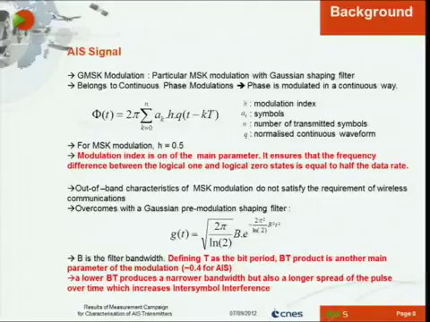For GMSK modulation, a pre-modulation Gaussian shaping filter is added. The transfer function of this filter is given here. B is the filter bandwidth, and defining T as the bit period, we have the BT product, that is another main parameter of the modulation. For AIS it should be about 0.4. A lower BT produces a narrower bandwidth, but also a longer spread of the pulse over time, which increases inter-symbol interference.